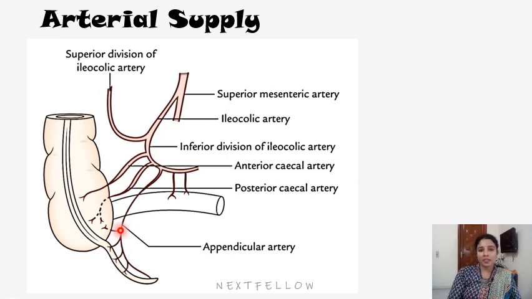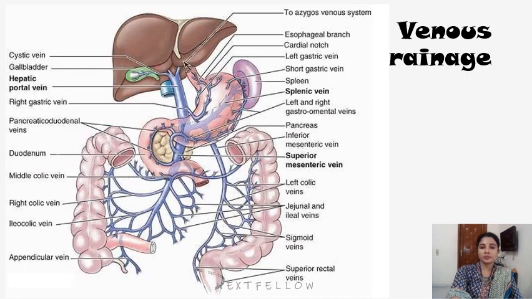Superior mesenteric artery further divides into ileocolic artery. So here is the ileocolic, which is a branch of superior mesenteric artery, and ileocolic artery gives rise to a longer branch towards the appendix called appendicular artery, which gives rise to postcecal and anterior cecal branches. So that is the arterial supply of appendix.